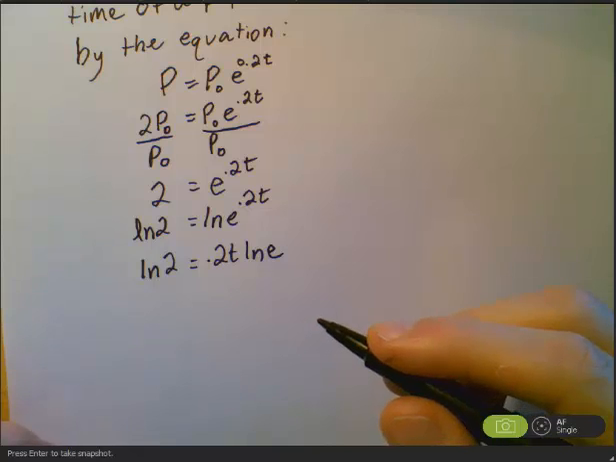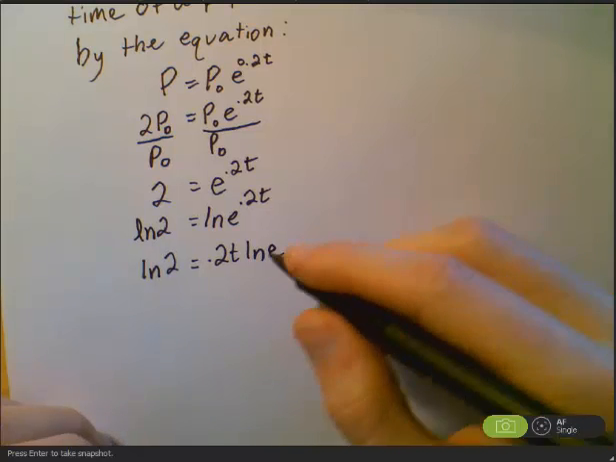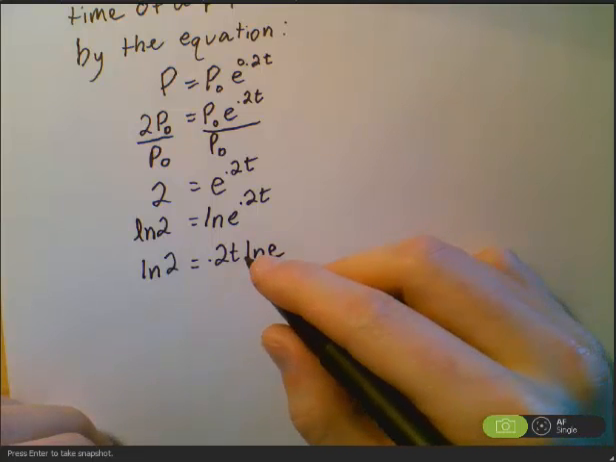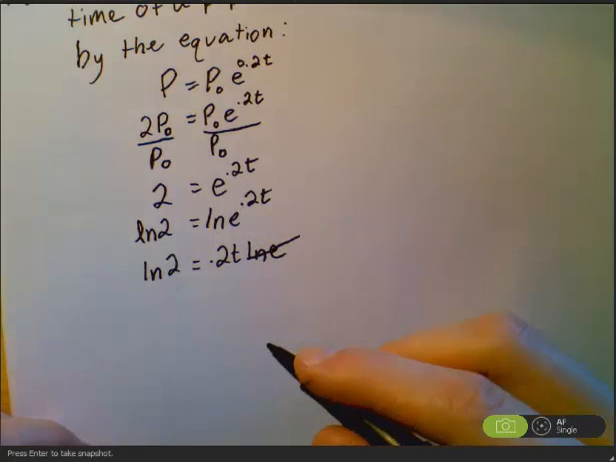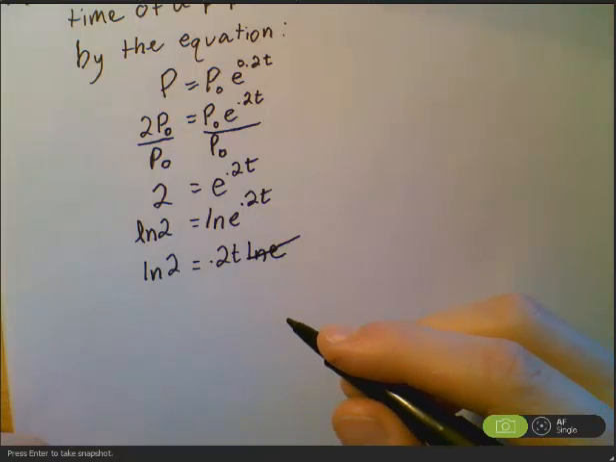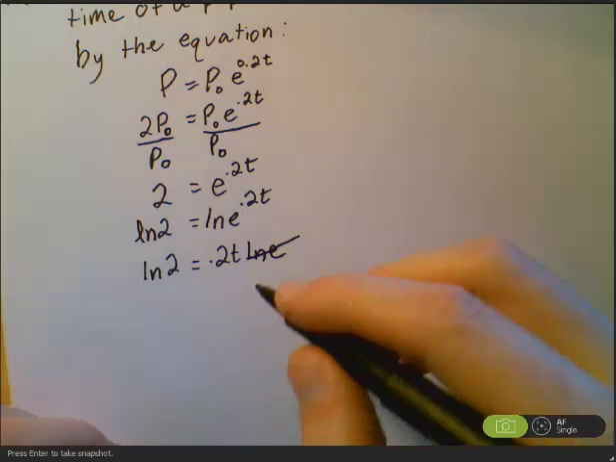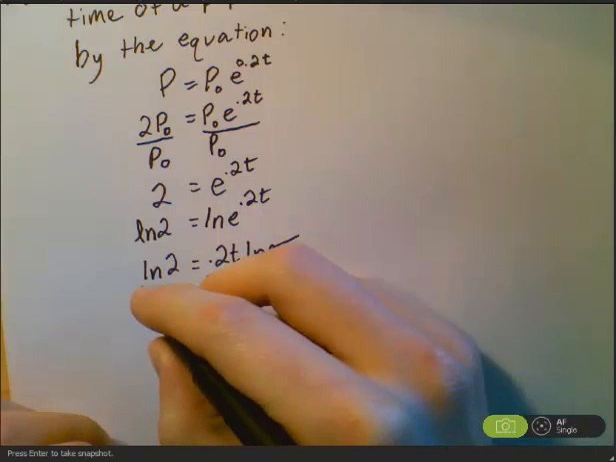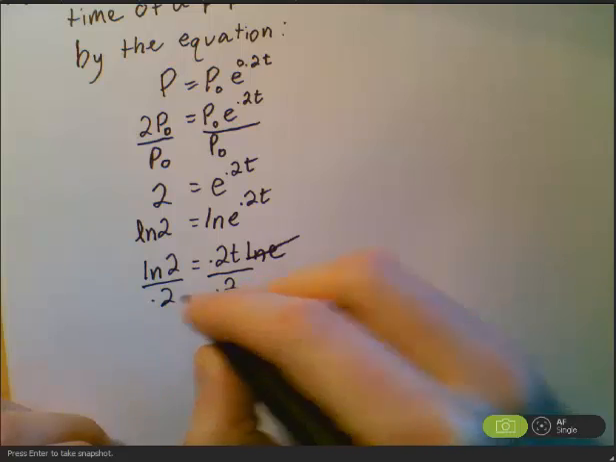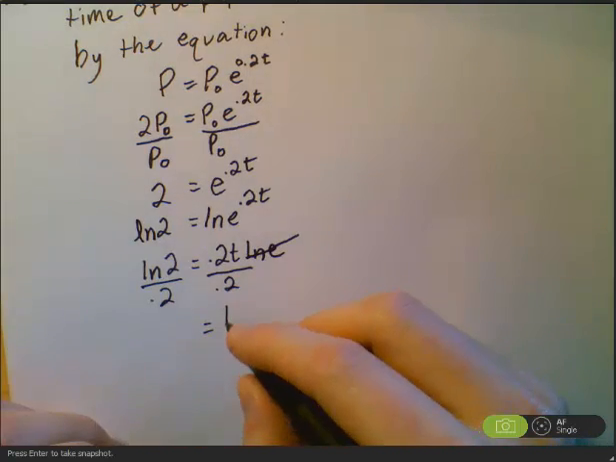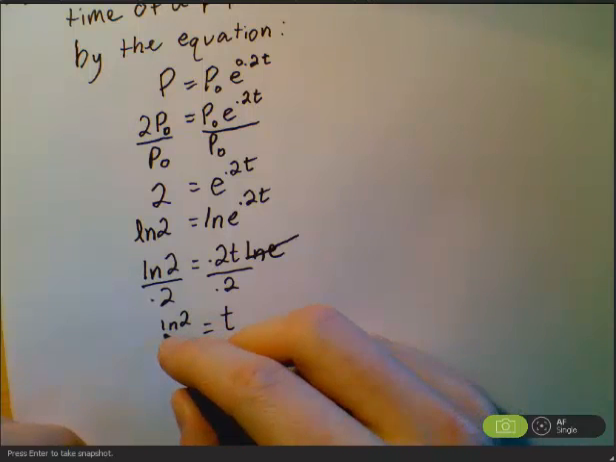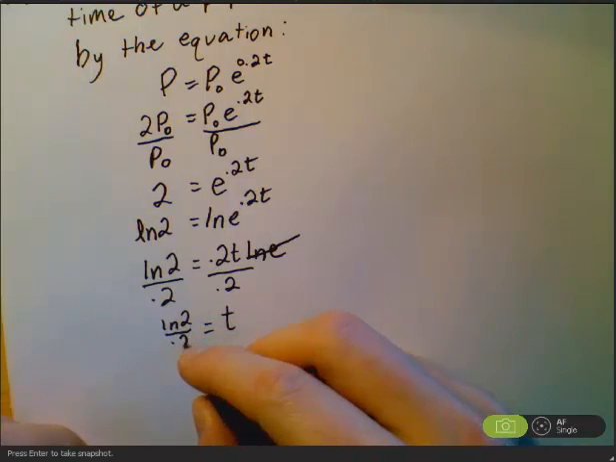Natural log of e is the same thing as 1, so that simplifies to 1 and we can cross that off. And then we're going to finish this up by dividing both sides by 0.2 to get t by itself. And then we get that t is equal to the natural log of 2 divided by 0.2.